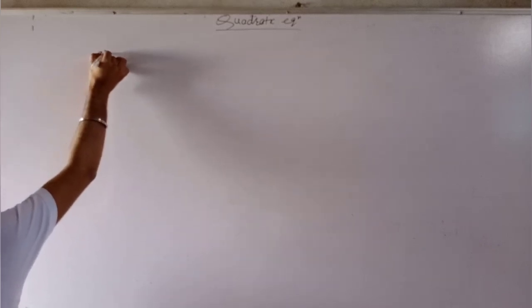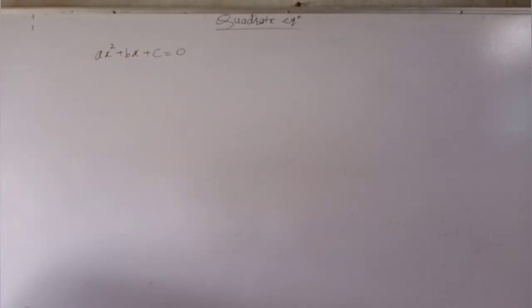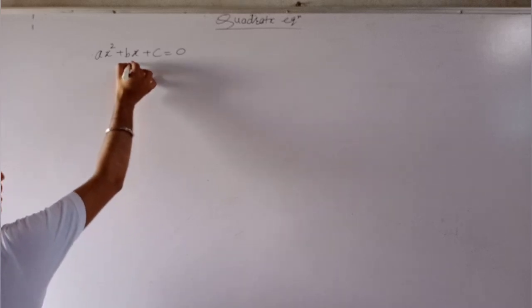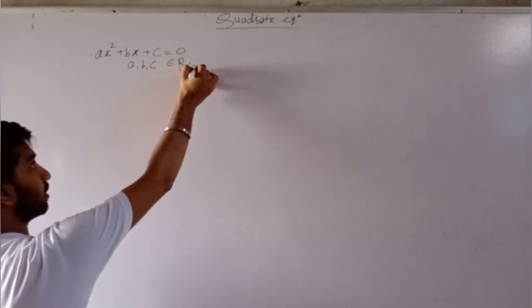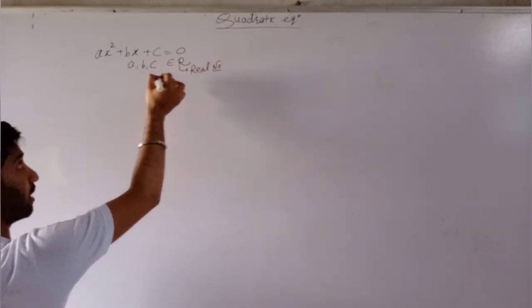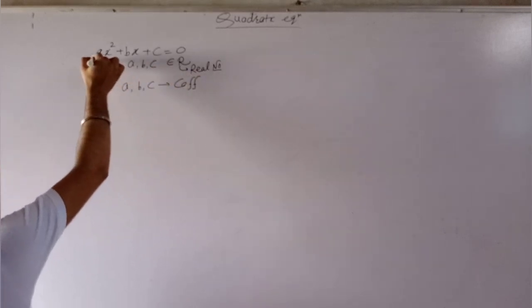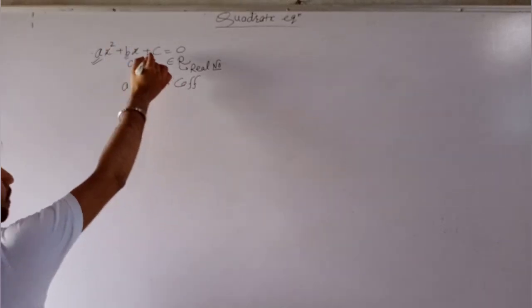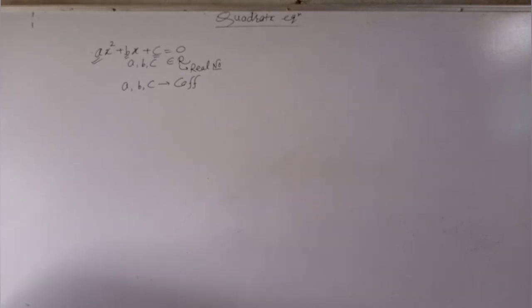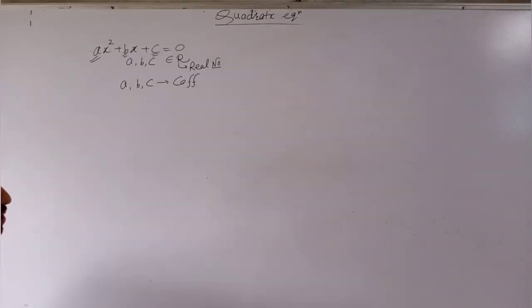First of all, the general form of a quadratic equation is ax square plus bx plus c is equal to 0, in which a, b, c belong to R, real numbers. A, b, c are known as coefficients. A is the coefficient of x square, b is the coefficient of x, and c is known as the constant term. So solution of this quadratic equation means finding out the value of variable x.